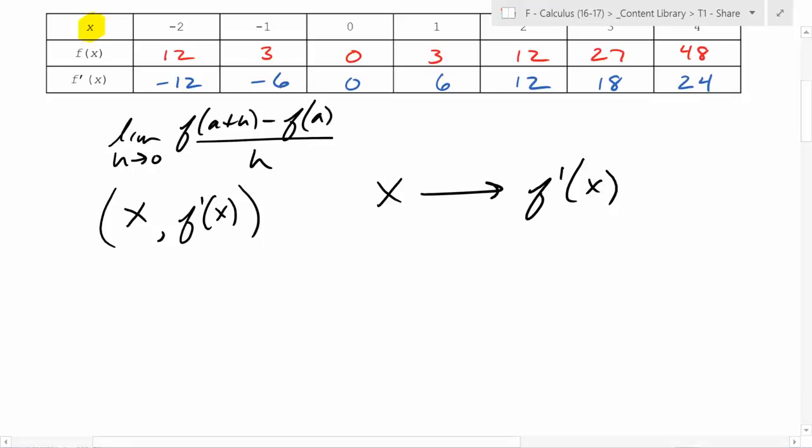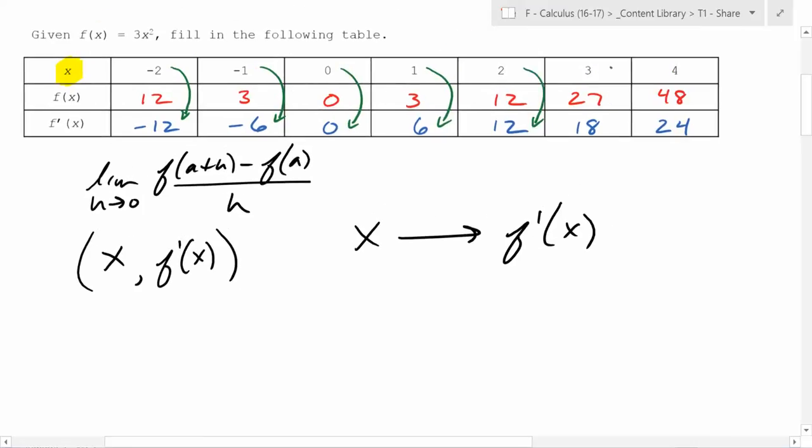What rule can you find, if there is one, that turns -2 into this, and this into this, does the same thing? Can anybody see what the rule is that turns it, it's the same thing each time? Anybody see it? What is it, Andrew? Multiply by 6. Multiply what by 6? X. Yes. So f prime of x is equal to 6x.